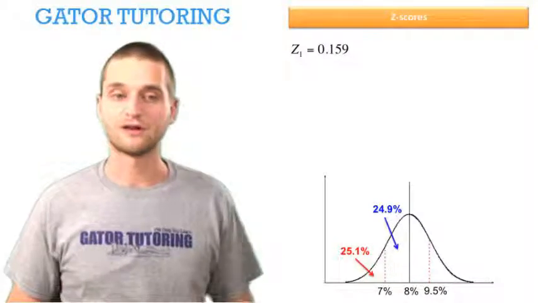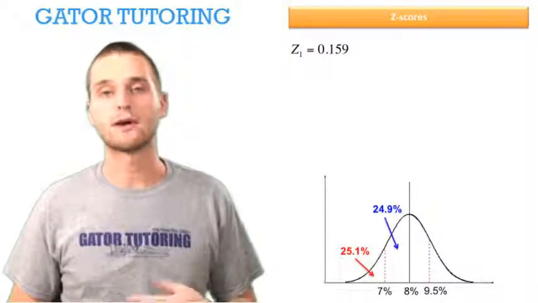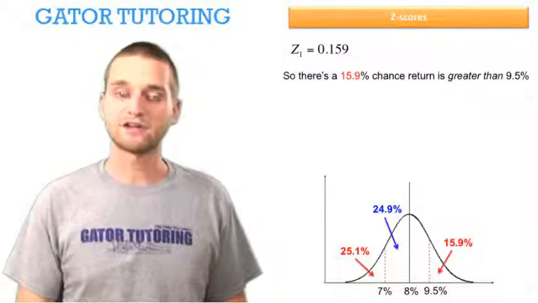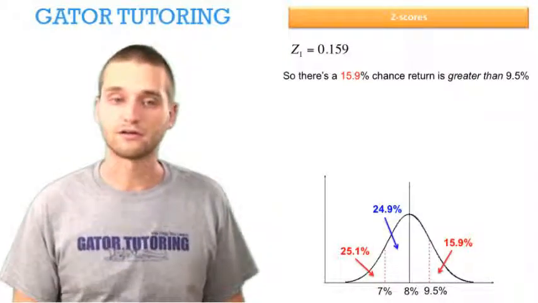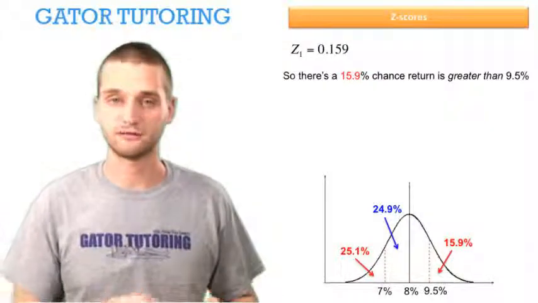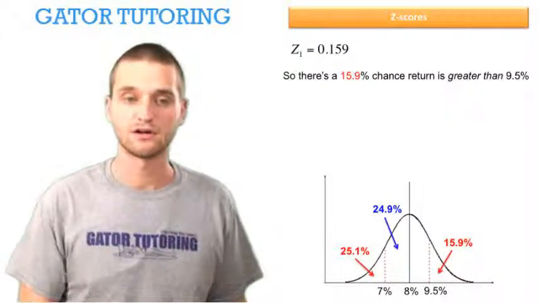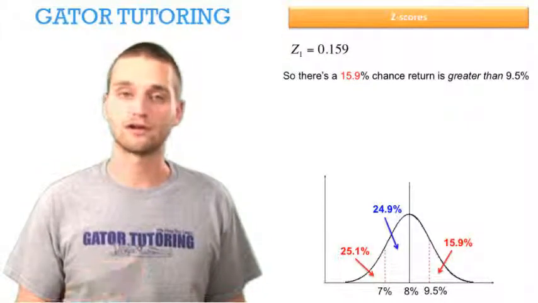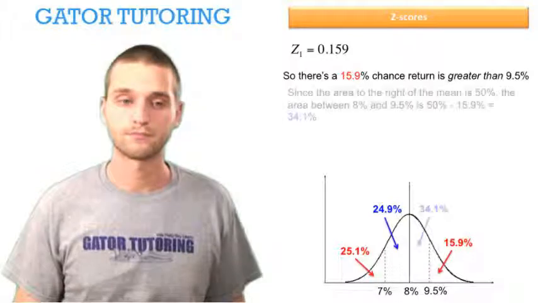We need to do the same thing for our 9.5%, which we already found was a z number of 1. So we look up a z number of 1 in our tables, and the probability is 0.159. Now that probability goes in the upper tail, because that's what our z-table tells us, is the probability in the upper tail region based on a z number. So there's a 15.9% chance that return is greater than 9.5%.